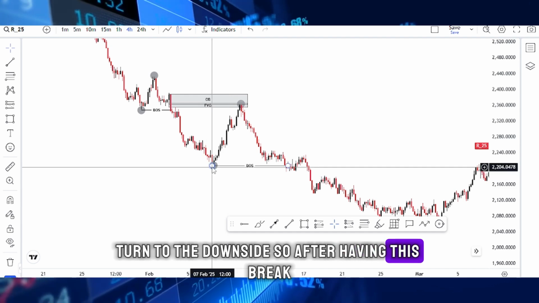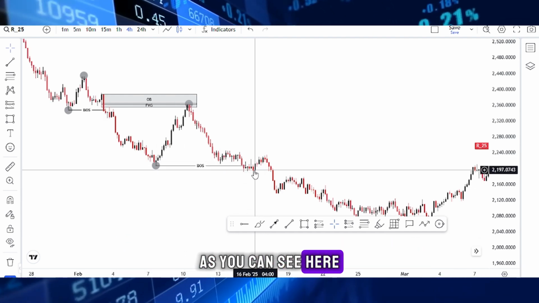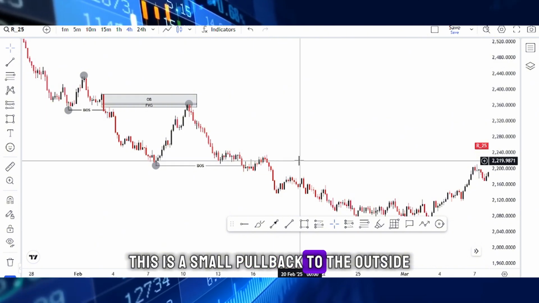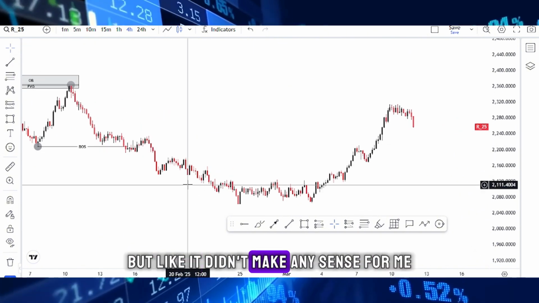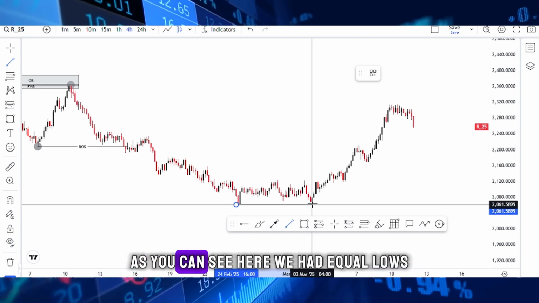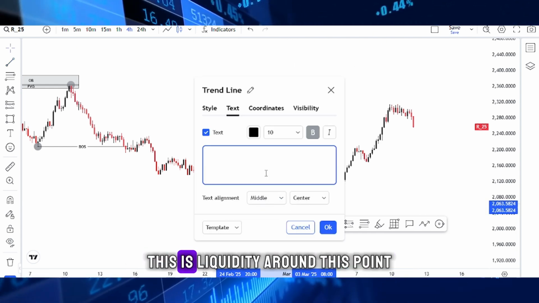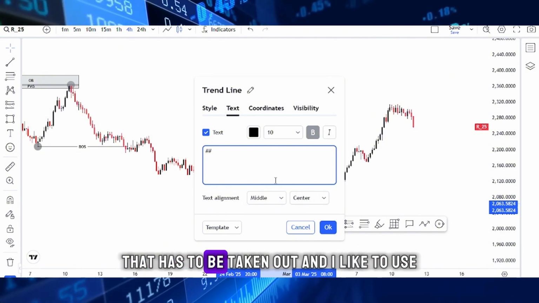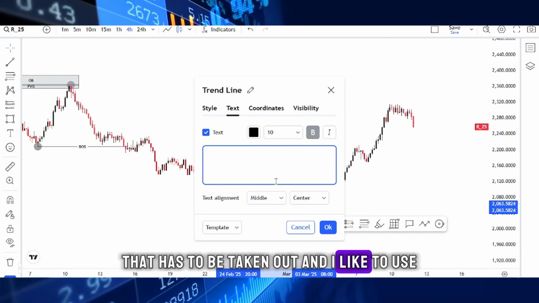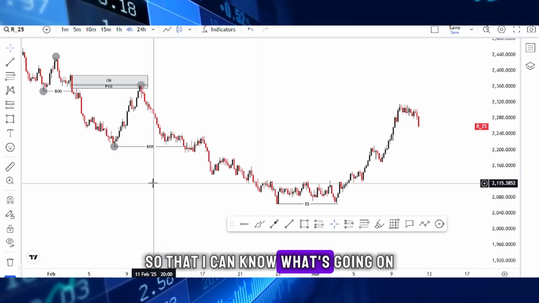After having this break, I normally look at the 3 candle pullback. As you can see here, this is a small pullback to the upside, but it didn't make any sense for me. And then at the bottom of the structure, we had equal lows. This is liquidity around this point that has to be taken out, and I like to use some type of notations on my chart so that I can know what's going on.